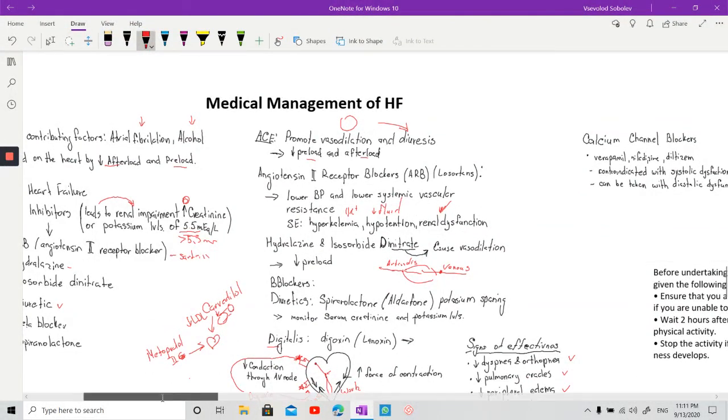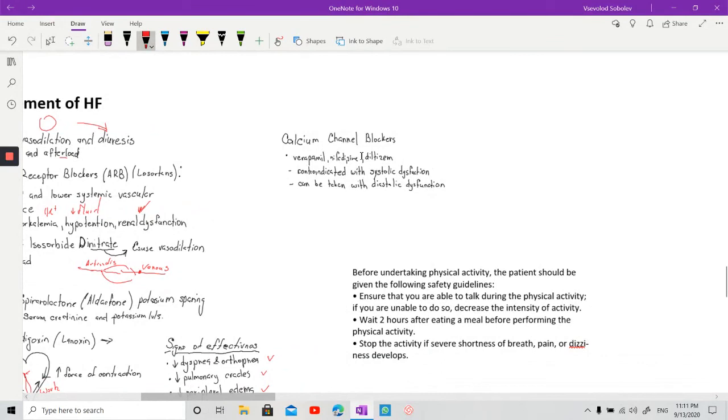Also we can give calcium channel blockers such as verapamil, nifedipine, and diltiazem. So the Zems, the Dipines, the Pamils, all calcium channel blockers. They are contraindicated with systolic dysfunction and can be taken with diastolic dysfunction.